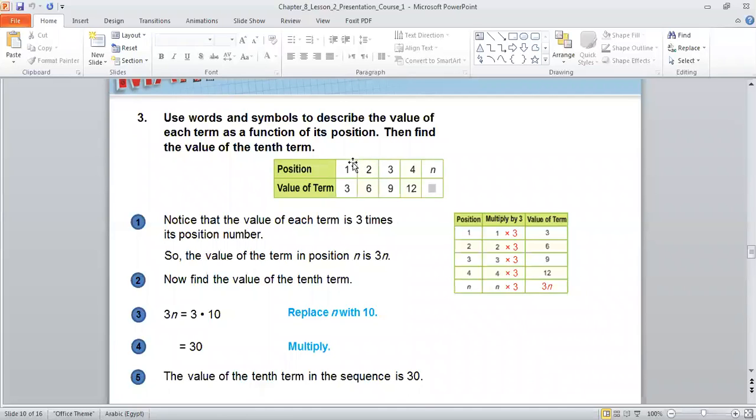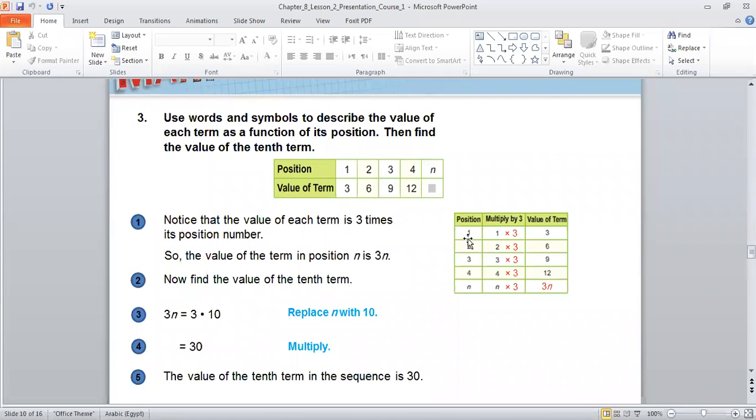So from 1 to 3, you do not multiply by 4, you multiply by 3. From 2 to 6, I multiply by 3. From 3 to 9, I multiply by 3. So every time in this table, I will multiply by 3. From 4 to 12, I will multiply by 3.